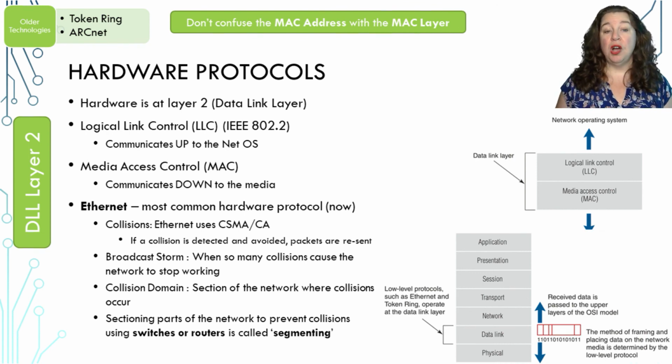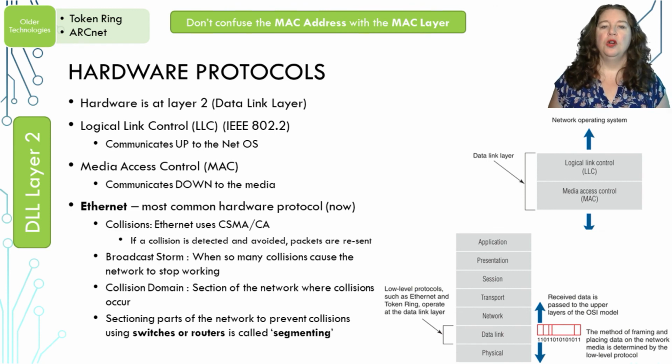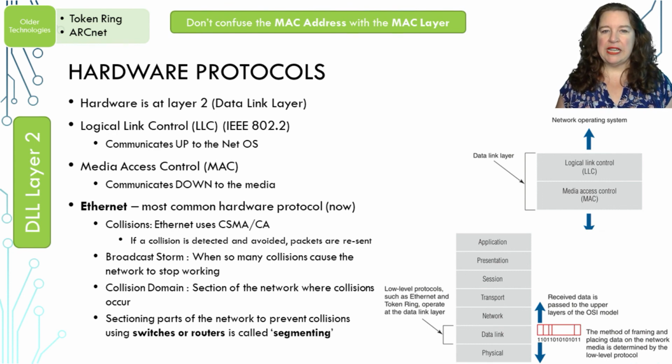The way we can solve a collision domain is that we can section parts of the network out to pull out the things that are bumping up against each other. When we section part of our network, we call it segmenting. One really important thing about segmenting: you can use a switch to segment. Switches can segment. You can use a router to segment. Routers can also segment. They can break up the network traffic into different segments. Hubs do not segment.